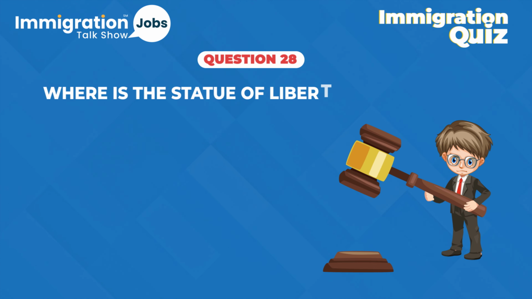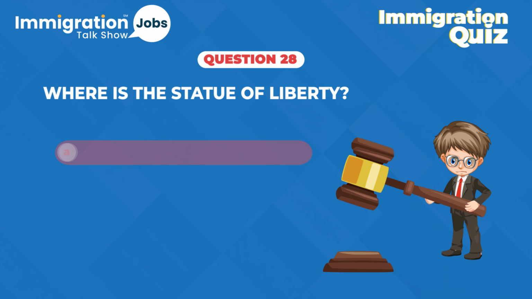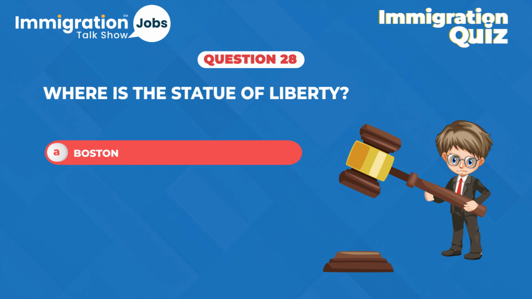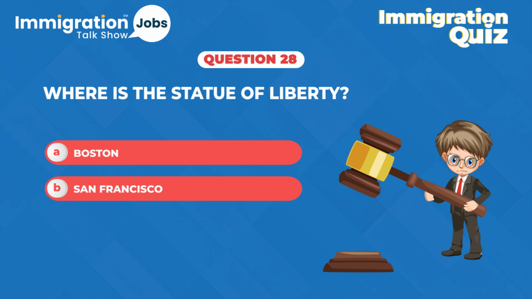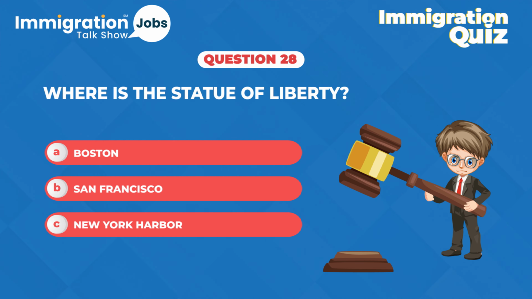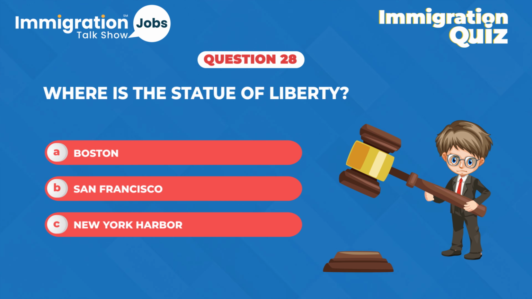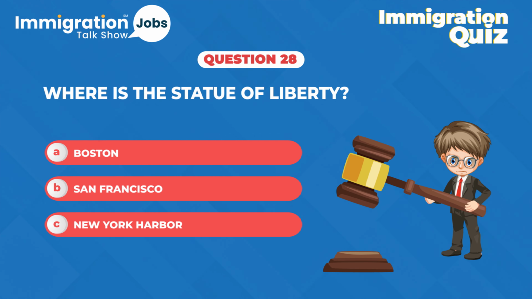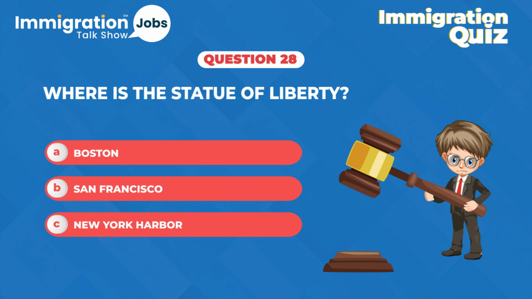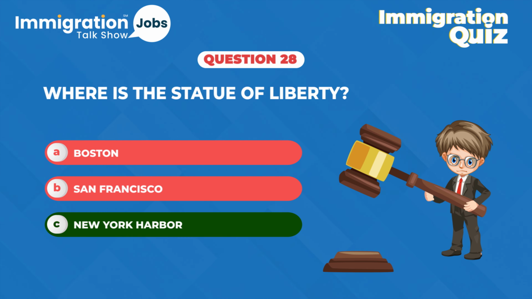Where is the Statue of Liberty? Option A, Boston. Option B, San Francisco. Or option C, New York Harbor. And the correct answer is option C, New York Harbor.